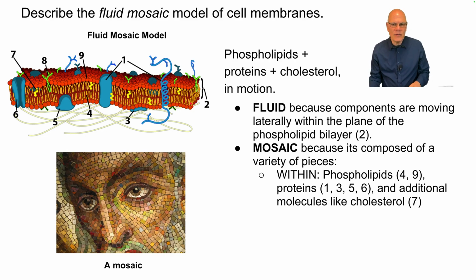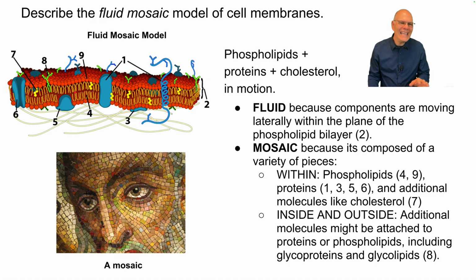Within the phospholipid bilayer, you have phospholipids that are at 4 and 9. You have proteins that are at 1, 3, 5, and 6. And you have molecules like cholesterol, which are shown at 7. And then inside and outside the phospholipid bilayer, you might have additional molecules attached to proteins or phospholipids. And those might be glycoproteins, which are not shown, but at 8 you have a glycolipid. Glyco means it's a carbohydrate and it's attached to these fatty acids right over here.